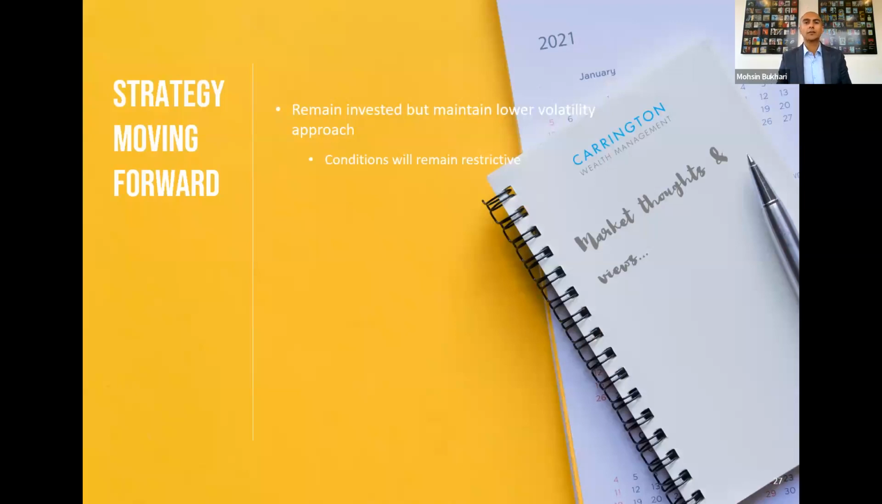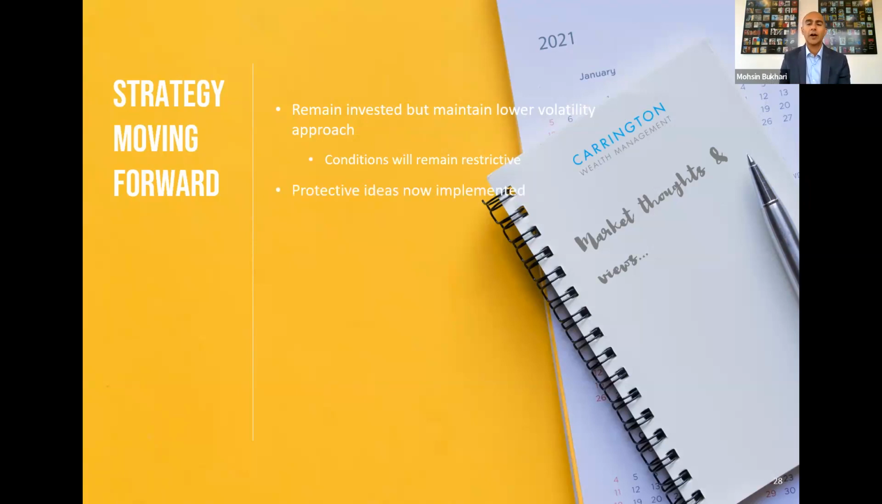Just moving on to strategy. So this is fairly similar to what we've said in the past. We are remaining invested, but have opted for a lower volatility approach because, due to the higher interest rate environment and the likelihood for interest rates to keep going up, conditions are likely to remain restrictive. That usually can create volatility in markets. We actually did see a bout of that last week. And so we have opted to have a slightly lower volatility approach.